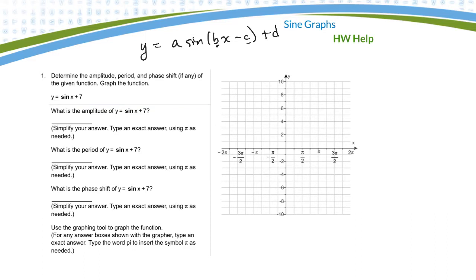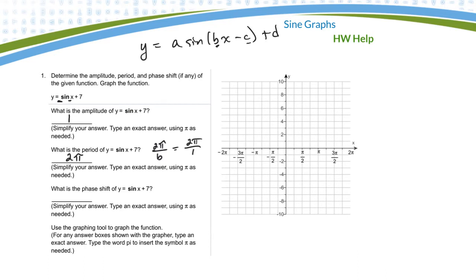They say amplitude. Amplitude's the number out front, so the amplitude's got to be 1. Period is always 2 pi over b. So 2 pi over b, in this case here, the number in front of the x is a 1. So 2 pi over 1, so the period is just 2 pi.